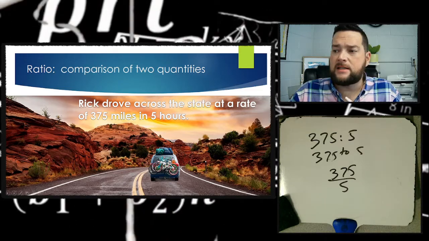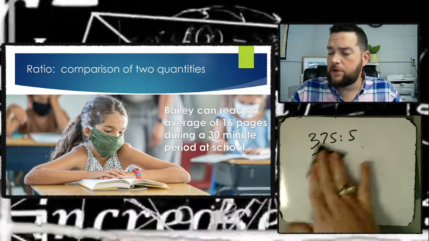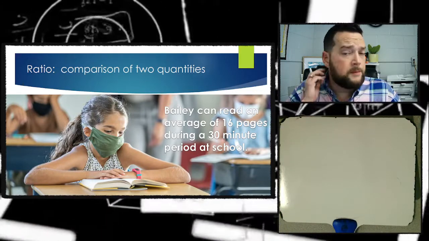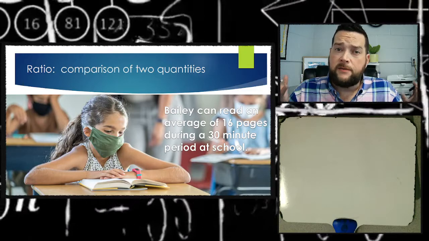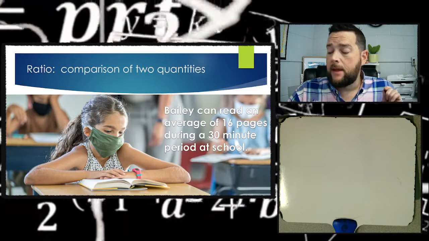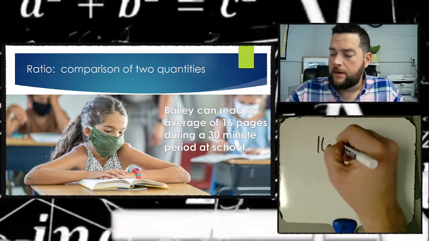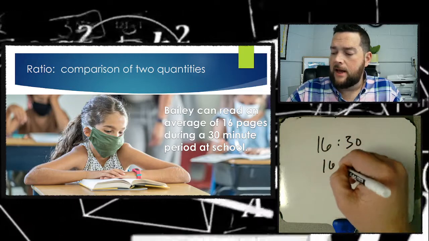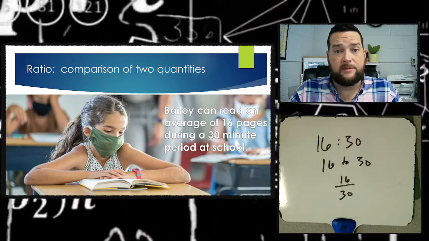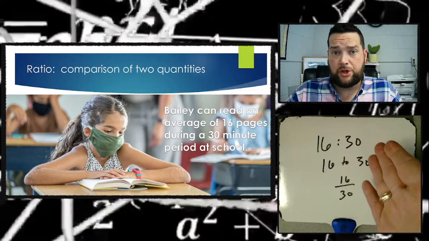And then finally, I've got this example of a girl who reads at a particular rate. She reads 16 pages during a 30-minute period of school. Maybe you can pause this video and try to write this three different ways yourself. If you've already done that, this is what it is, just like that. Not too difficult at all. Probably one of the easier things you'll be asked to do in 7th or 6th grade math is to simply write numbers as a ratio.